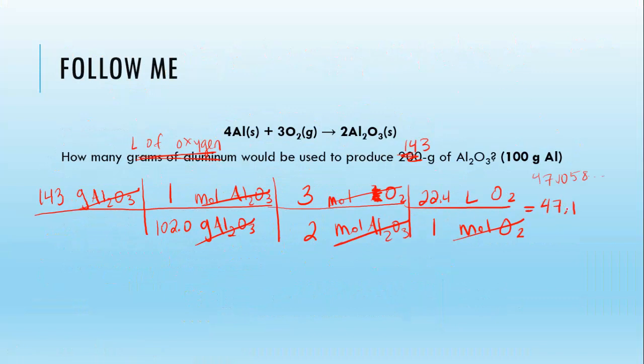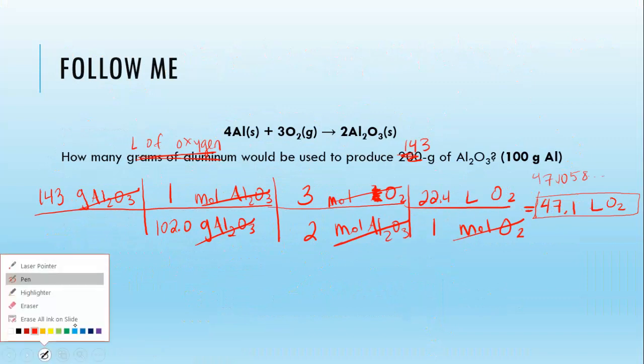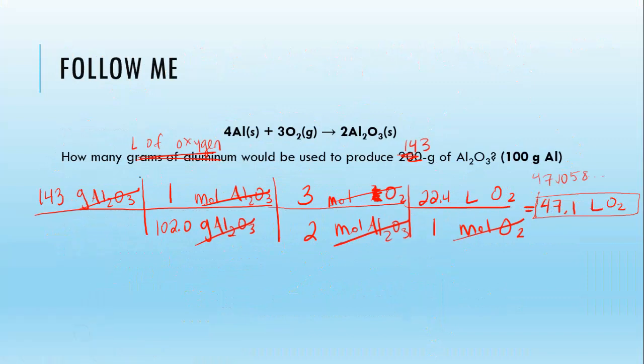So right here, we have all of this. We have 47.1, and then it would be liters of O2. So that would be our answer for this particular problem. All right, I want to do one more just to show you what could happen with this. So I'll do this one in blue. I'm not going to erase this because I do want to make a point in just a second about some things.